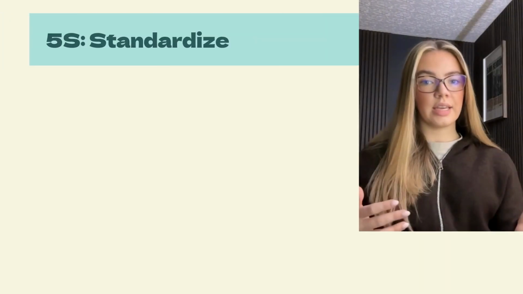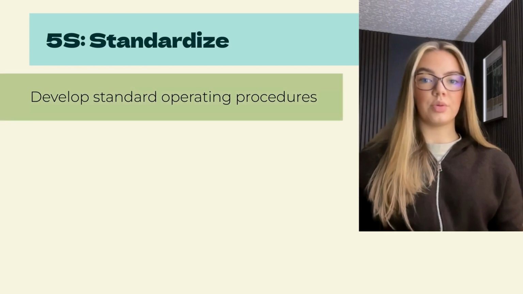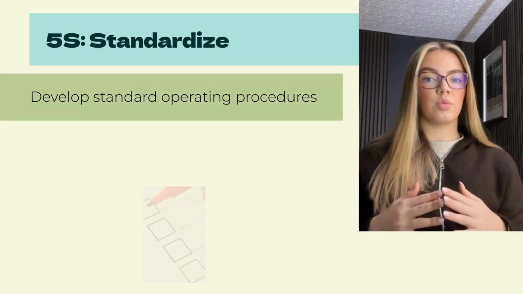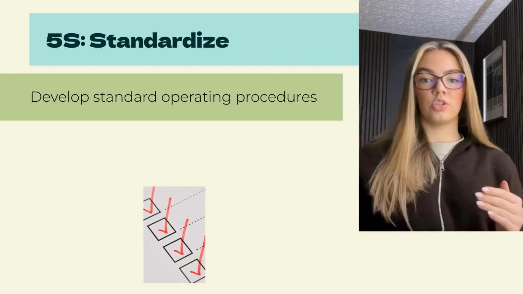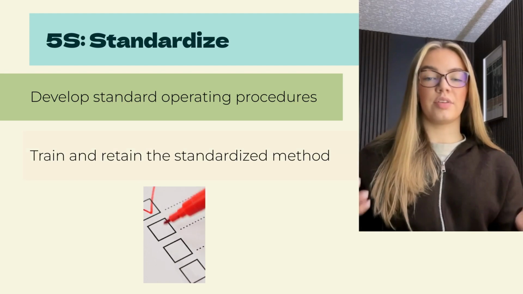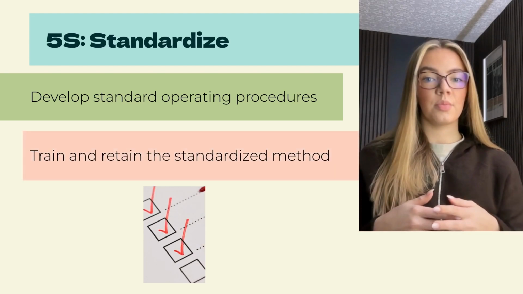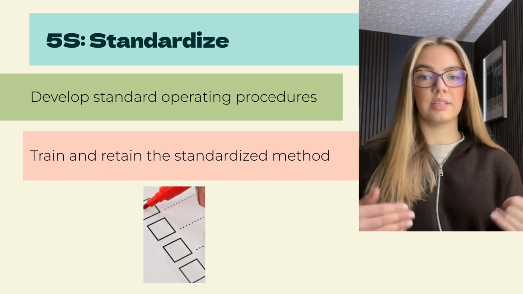Next is the 5S stage called Standardize. In this step, we develop standard operating procedures to ensure tasks are performed consistently and correctly. Once we standardize a procedure, both existing and new staff are trained to be effective in the standardized methods. Through standardization, we can ensure that a process is thoroughly completed.